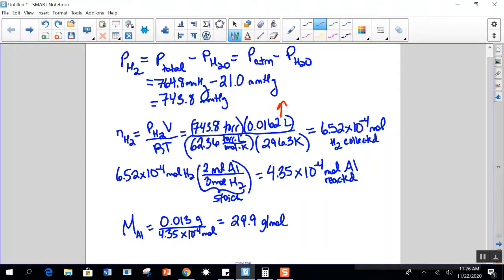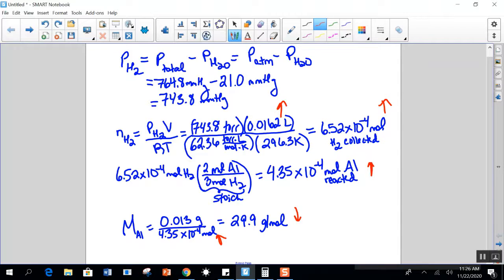So if the volume were higher, let's see how that would impact this. If the volume was higher, then the moles of H2 collected would be higher. If I trace through, that means also the moles of Al would be higher. And that's in the denominator of my molar mass equation. Since I'm dividing by it, that would cause my molar mass to be lower. So I should actually have gotten a lower molar mass, which might have been closer to the accepted.